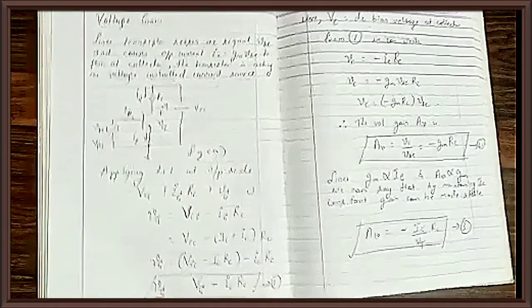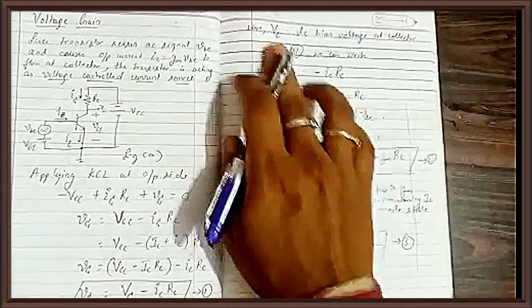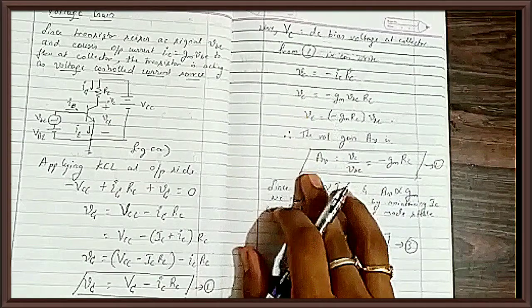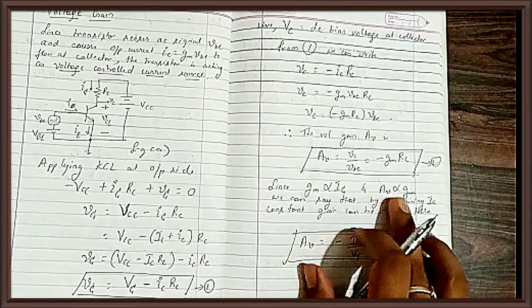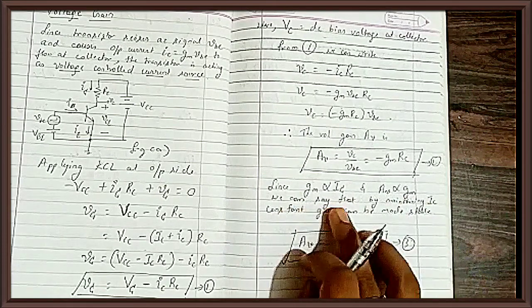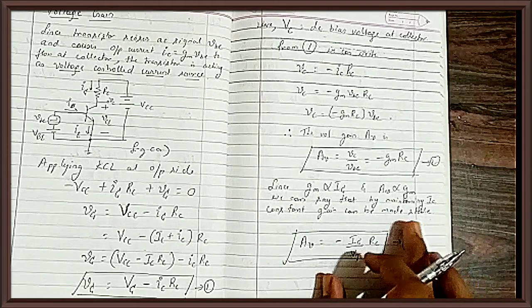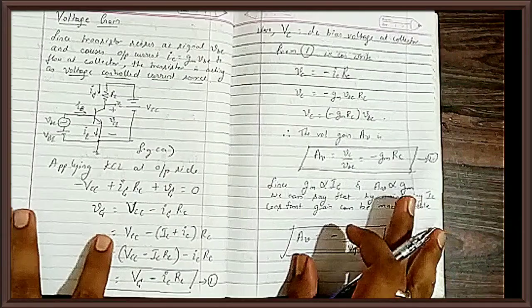I get the equation of VC as VCC minus IC into RC, out of which capital VC is the DC bias voltage at collector, and I'll get the expression of AV as minus GM into RC. Since GM is directly proportional to IC and AV is directly proportional to GM, we can say that by maintaining IC constant, the gain can be made stable, right? So this is the derivation of voltage gain.